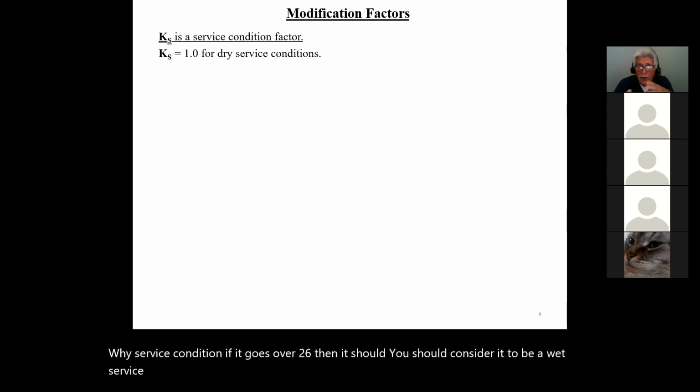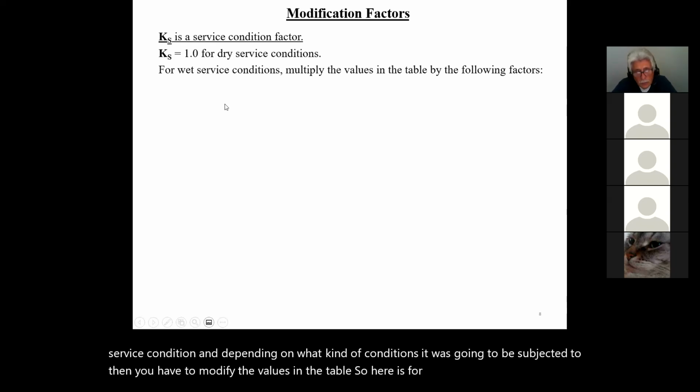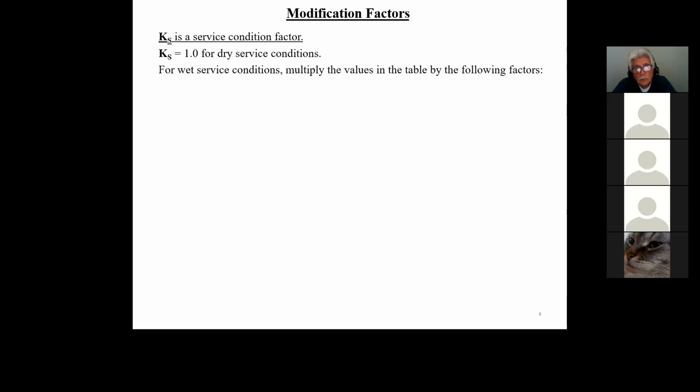And depending on what kind of conditions your wood is going to be subjected to, then you have to modify the values in the table. So here is a question: what I know is that in each country, they have a percentage of the moisture. Let's say we have a wet climate, so I think our regulation for the wood would be different from California, because they are not that wet a climate. Do you know the percentage, which range?